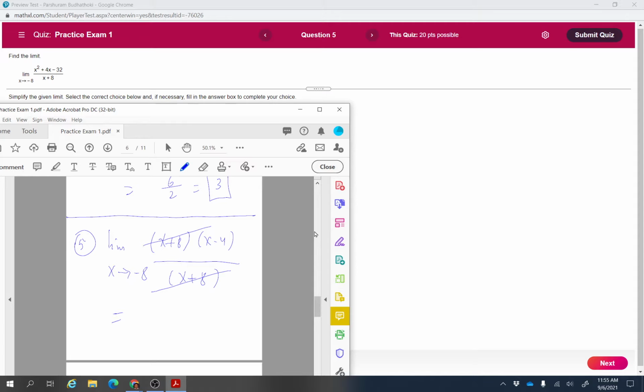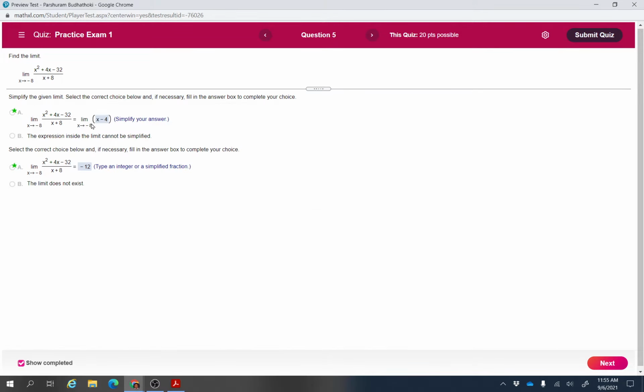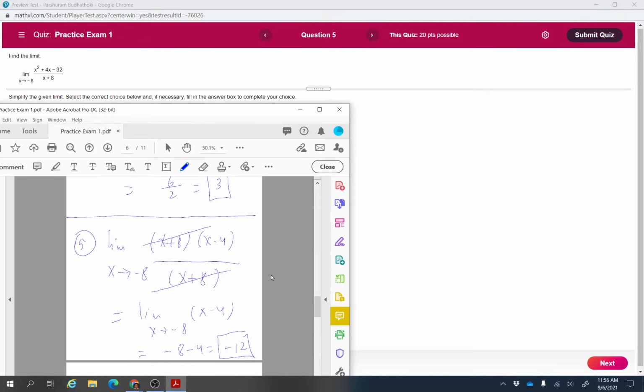So now to find the limit, I just need to plug in x equals -8 here, and that I can do. There is no problem with that. -8, -4, eventually that is -12. That is the answer we have. The limit as x approaches -8, after simplification and plugging in the value, is -12.